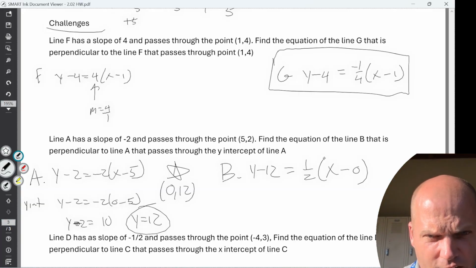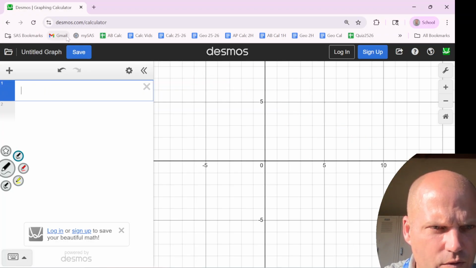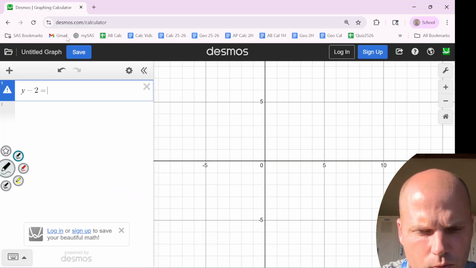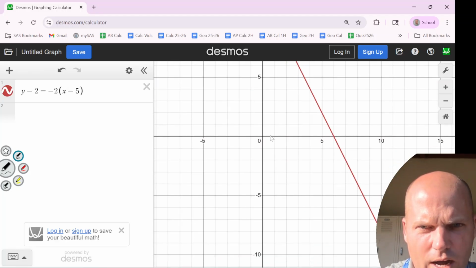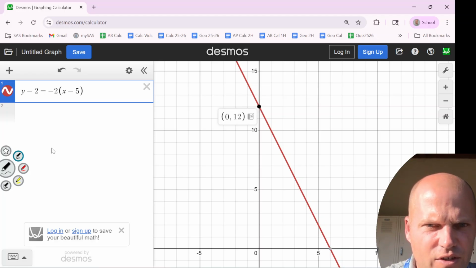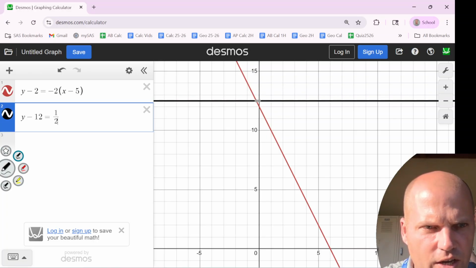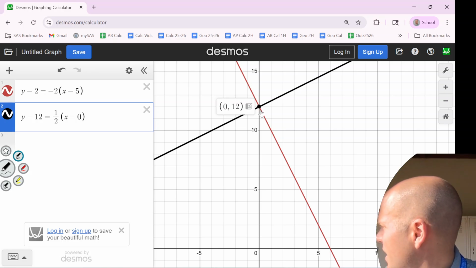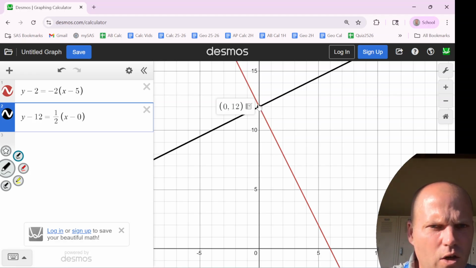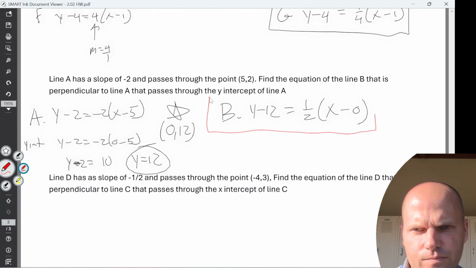Fine with me. And I'm going to use Desmos to check. It's always nice. So let's see. We have the equation of y minus 2 equals negative 2 times x minus 5. We see the y-intercept is at 0, 12, which means a perpendicular line y minus 12 equals 1/2 times x minus 0. Well, bam. There's that perpendicular line, going through this y-intercept. So the answer is y minus 12 equals 1/2 times x minus 0.